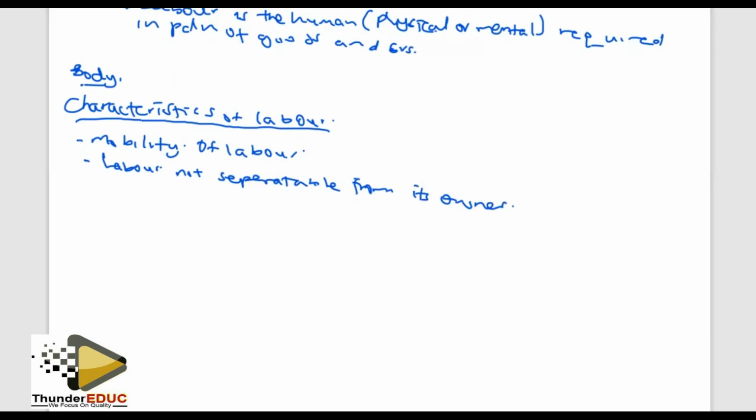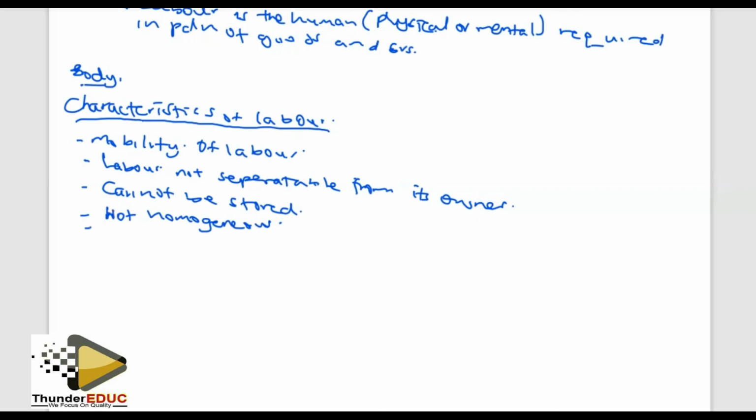If you want the owner's labor, the owner must be available to provide labor. Labor cannot be stored. You cannot store labor. And next to that, you can as well say that labor is not homogeneous. Labor is different. Labor differs from one person to another.